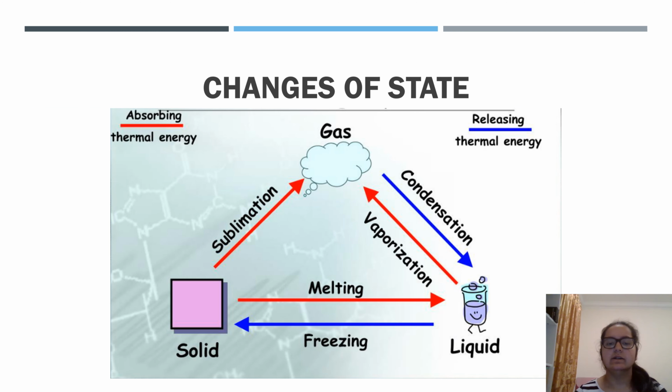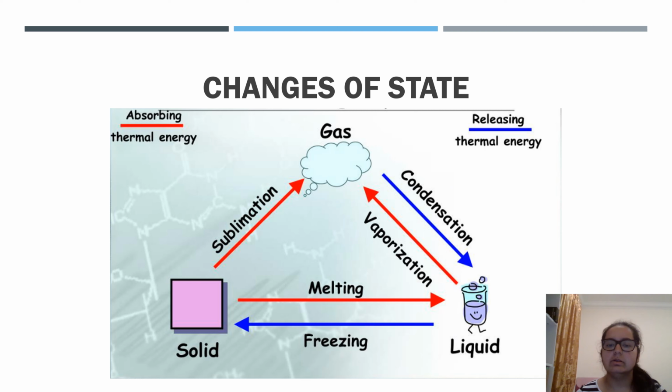Changes of state. So when a solid converts into a liquid, it is melting. And melting occurs at a specific temperature, which is known as the melting point. And when a liquid changes into a solid, it is known as freezing. It is completely the opposite of melting, and it occurs at the same temperature as the melting point. When liquids change into gas, it is vaporization, and when gas turns into a liquid, it is condensation.